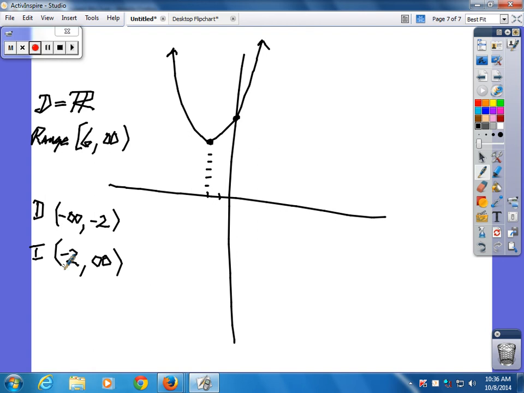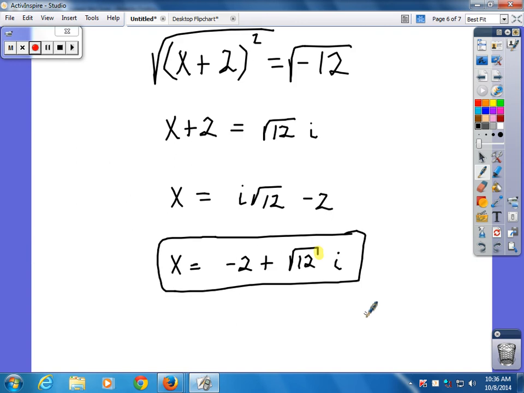Go back one. Say again? Go back one page. One screen. You wouldn't break that square root of 12 down anymore to like 4 on the square root? You could. No. I'm not worried about that.